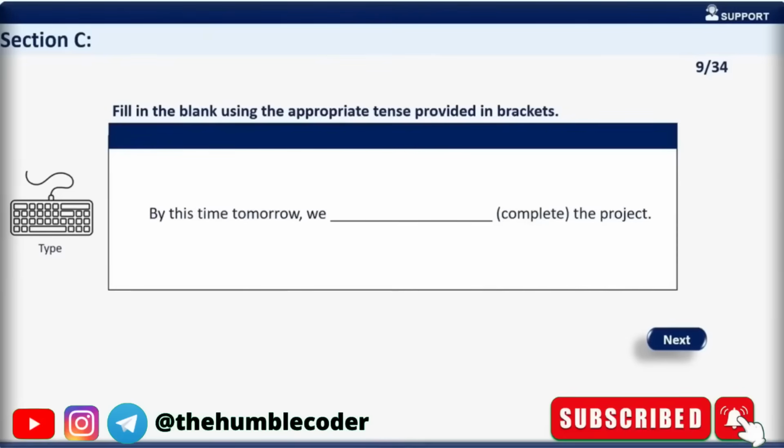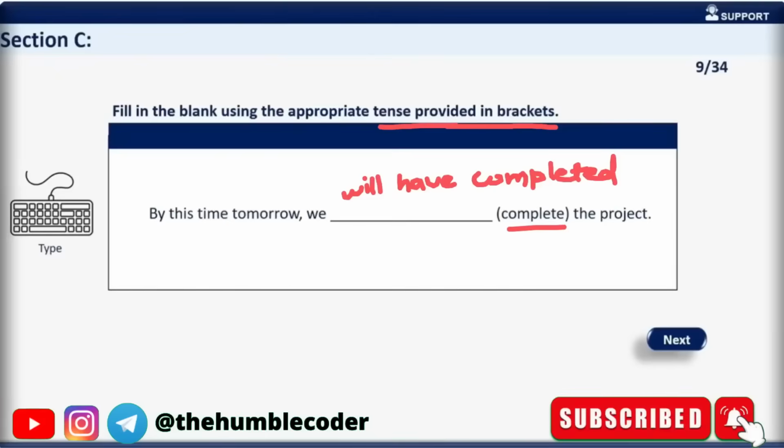By this time tomorrow, we dash the project. The correct answer will be, so now the questions have changed. The question is fill in the blank using the appropriate tense provided in the bracket. You are given a tense and you have to fill in the blank with the appropriate tense of this word. Okay. So the answer for this question will be, by this time tomorrow, we will have completed the project. We will have completed the project.